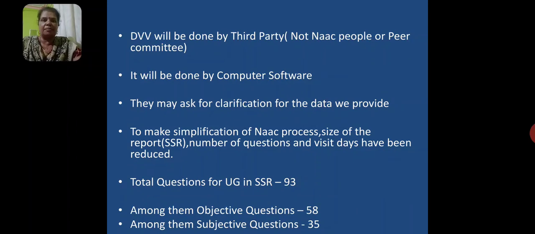To simplify the NAAC process, the size of the report, that is the SSR size, and the number of questions, and also the visit days of the peer team have been reduced. Total questions for UG in SSR are 93. Among them, objective questions are 58 and subjective questions are 35.